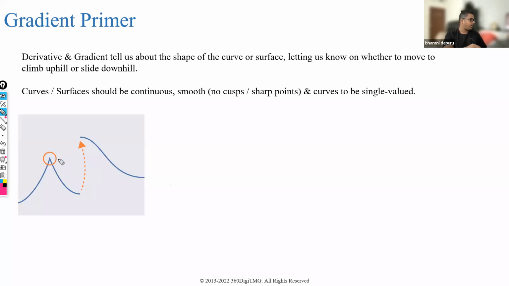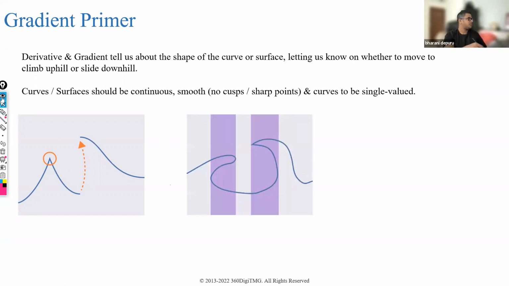If you have a sharp point, there are disadvantages. We'll talk about it. And the curves should be single valued. So look at this. For a specific value here, when you look at the output values, it can be this, or it can be this, or it can be this. So values vary. It can be any of those.